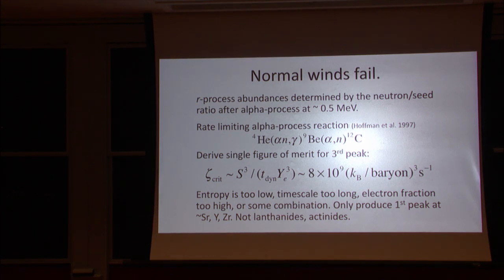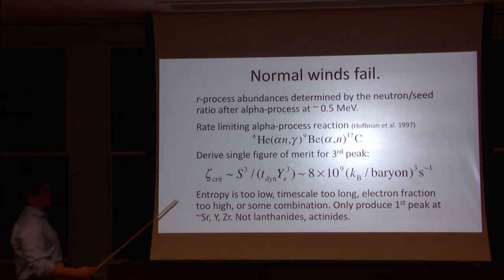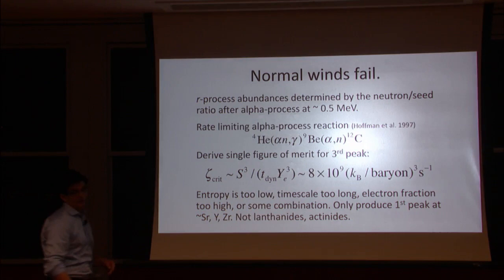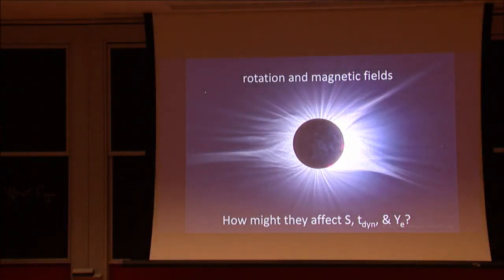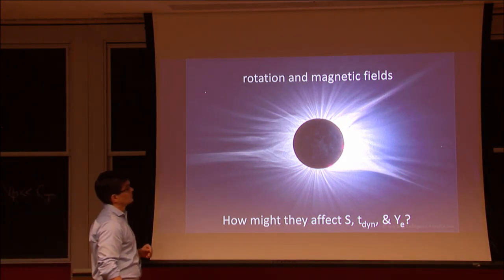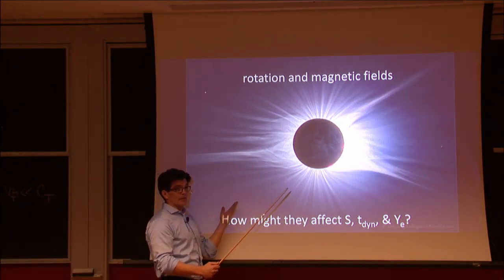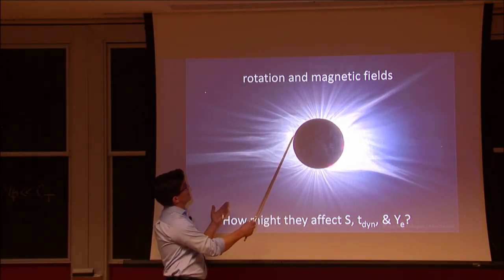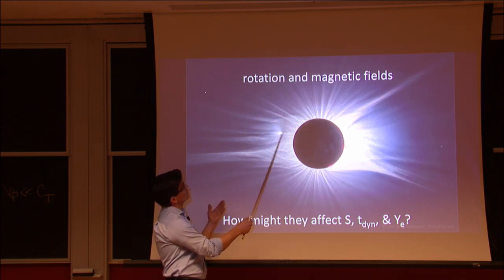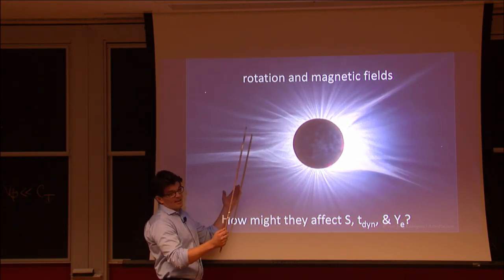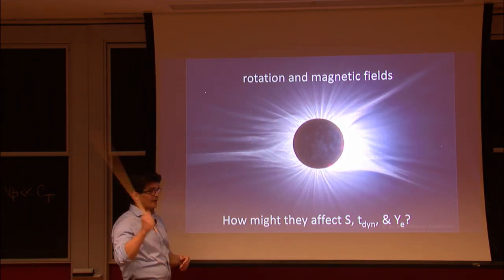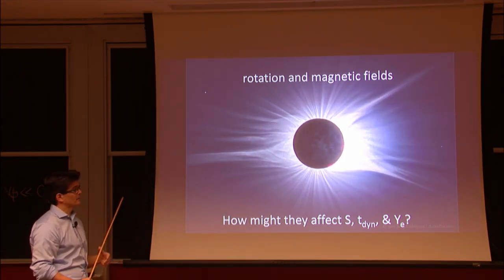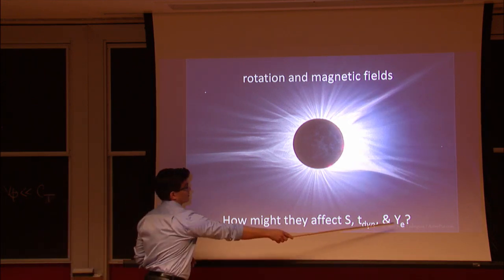And so the question is, how would the thermodynamics of the wind, namely the entropy, dynamical timescale and Ye, change with rotation and magnetic fields? So if you have a rotating magnetic field, and there's matter flying out here, and it's not neutron-rich enough, and it's not fast enough, and the entropy is not high enough to produce the R process, would this effect, or some other effect, change the entropy, dynamical timescale and Ye?